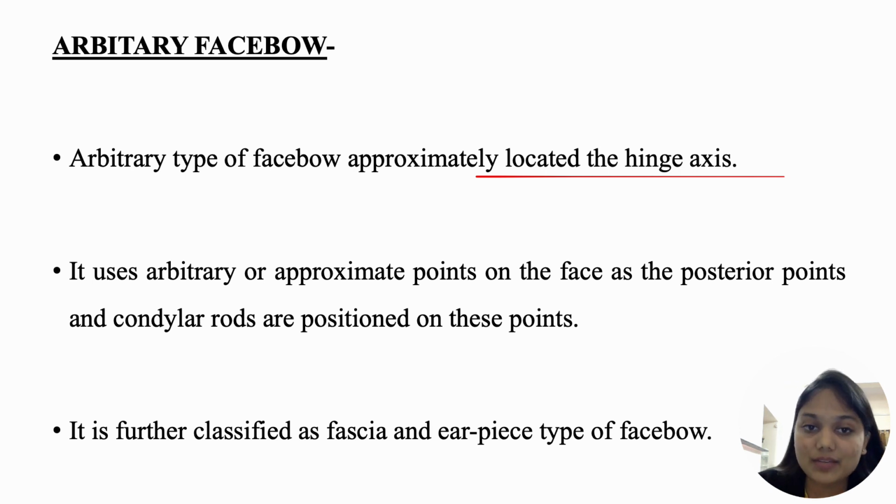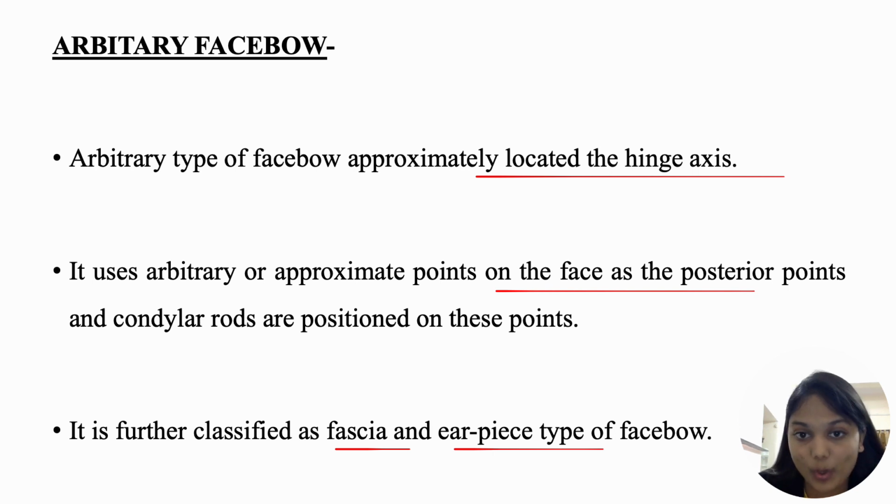Rather than kinematic, we go for an arbitrary face bow, and this type of face bow generally locates the true hinge axis within a range of 5 mm. It approximates the points on the face of the posterior points and the condylar rods. It is further classified as fascia and earpiece type. These arbitrary face bows transfer arbitrarily. They do not have precise points or marks to be taken. They have a reference point, but not a scientifically precise point.